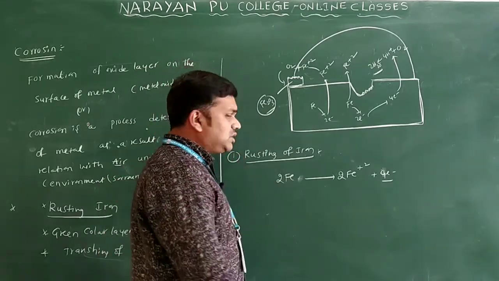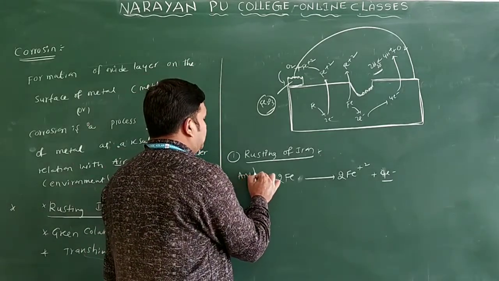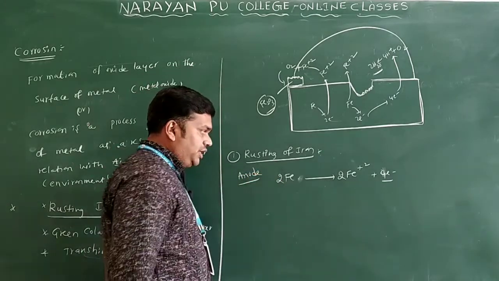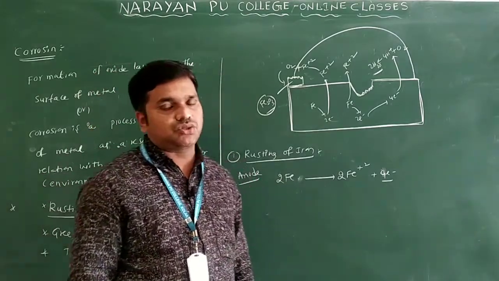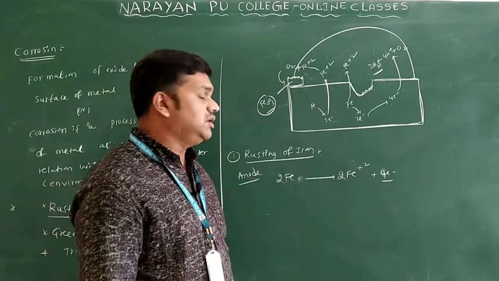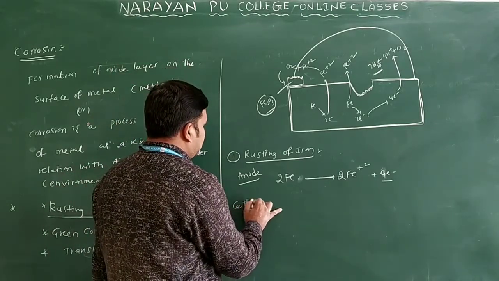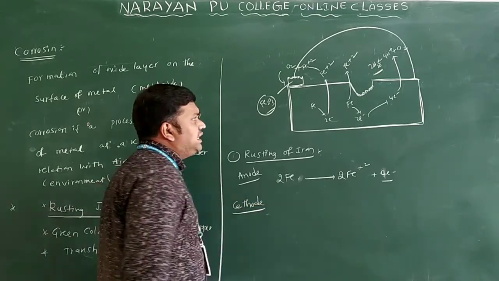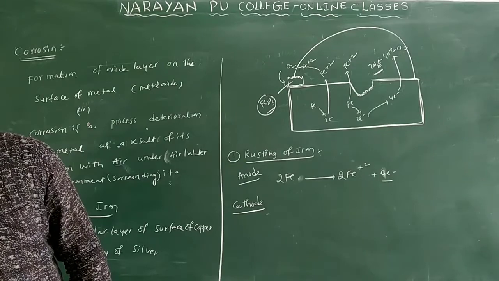Oxidation generally takes place at the anode. So what is the anode reaction you get? At the anode, 2Fe is converted to 2Fe2+ by loss of 4 electrons. Now we can see the reaction at the cathode. At the cathode, what reaction will take place here?